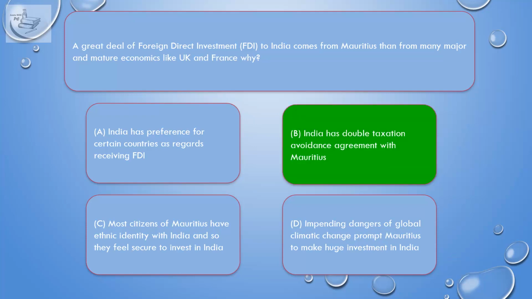Correct answer is B. India has double taxation avoidance agreement with Mauritius.